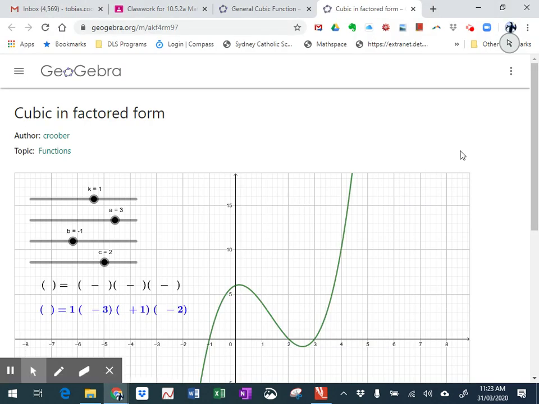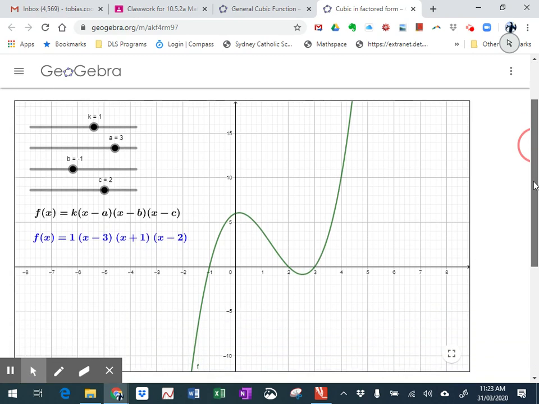There we go. Opening. And this is a cubic in factored form. So here we go. Now, K is 1, A is 3, B is 1, C is 2. No, B is negative 1 in this case, isn't it? Have a look. B is negative 1. If I put negative 1 there, I get a positive, don't I?